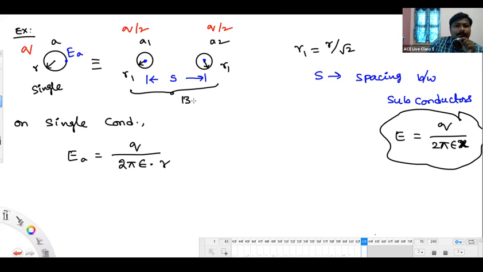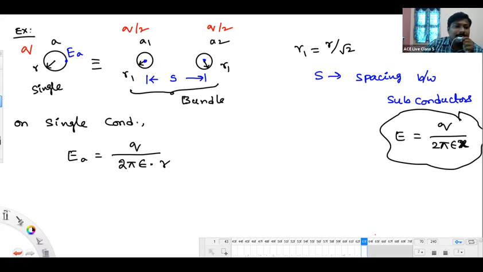This is a bundle, right? Tell me, please, on the bundle conductor surface, where do I have to find the field intensity? Is it on A1 or A2 or any one? On what subconductor do we have to find the field intensity? Is it A1, A2, or any one among these two? Any one you can say.